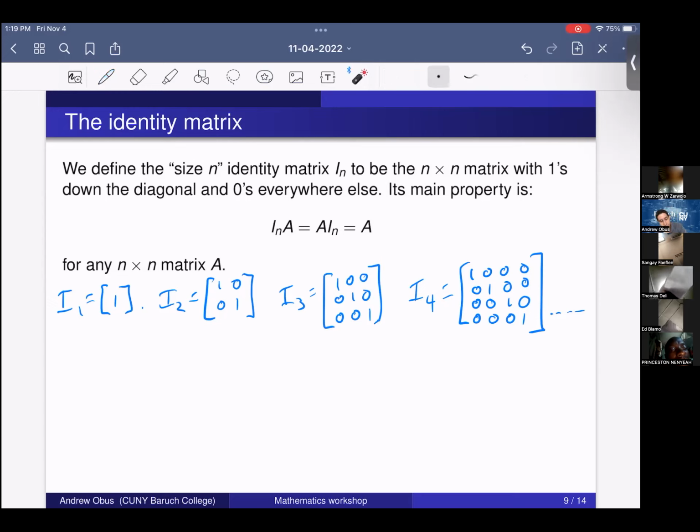Okay. So in fact, it has this property that if I take the identity matrix n by n, and I take any other n by n matrix, and by the way, remember that if I multiply two n by n matrices together, two square matrices of the same size, the result is another matrix of the same size. It's still n by n. And so it has this property that if I take I_n times A, or A times I_n, in both cases I just get A back. So the idea here is that I_n is playing the role of 1 for matrix multiplication.